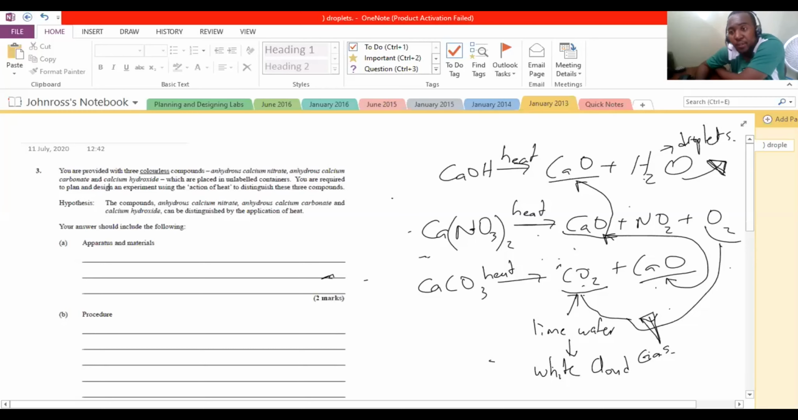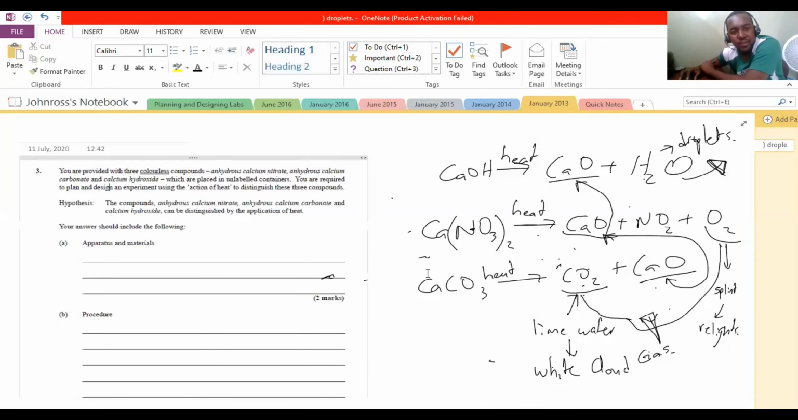And then with the oxygen, we use a glowing splint. It relights a glowing splint, basically, right? Yeah. So we have all the information. All we need is to just put words to these to answer the questions.